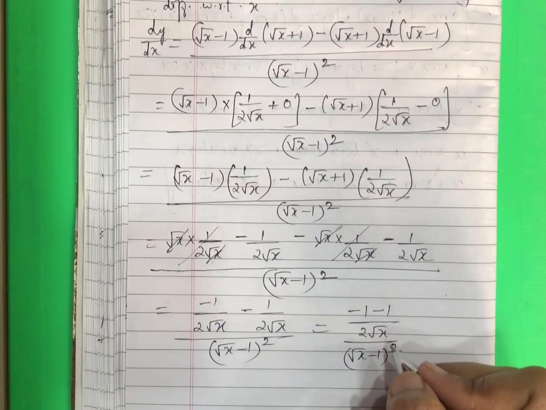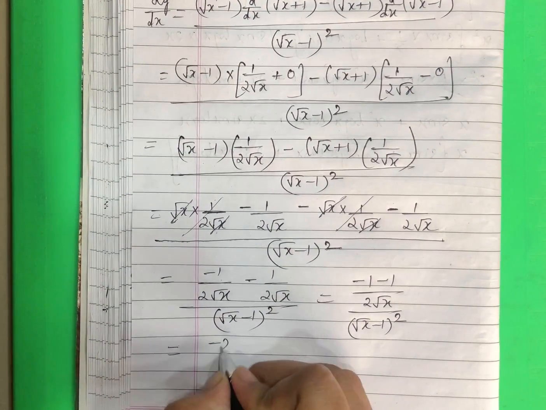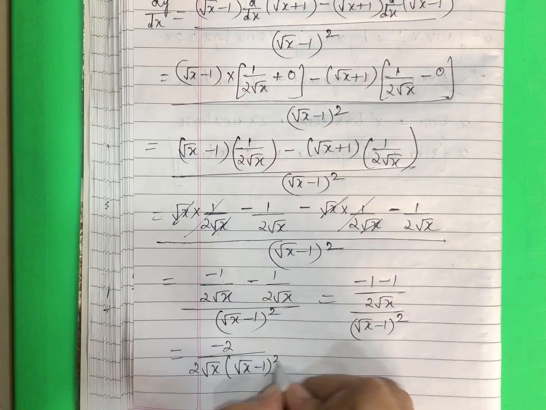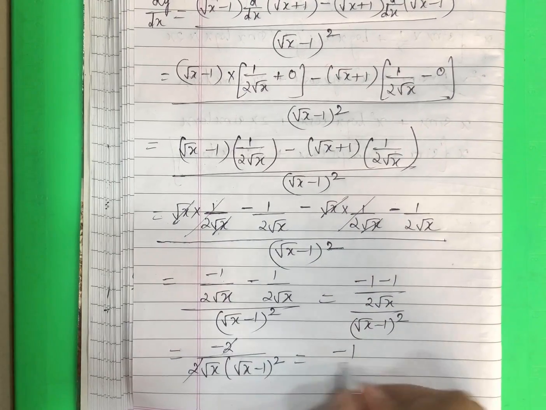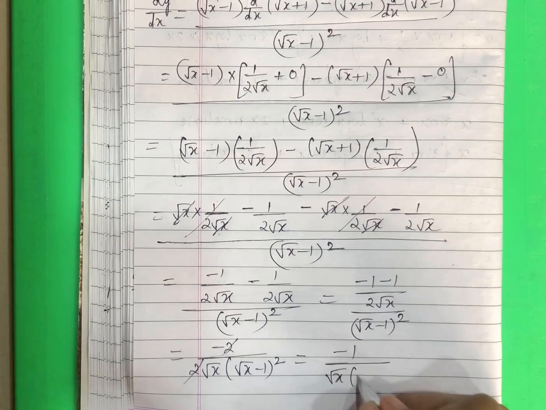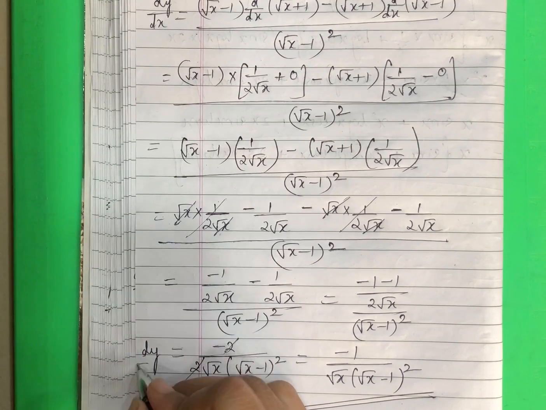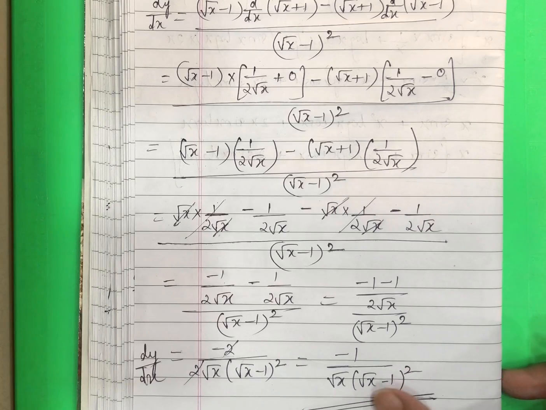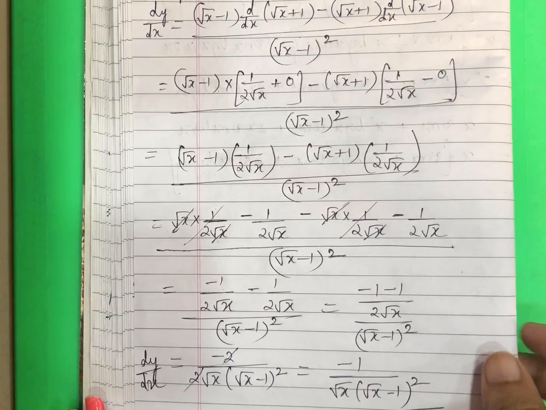Both of these can be multiplied as it is in the form of the second denominator. So this gives us minus 2 upon 2 root x bracket root x minus 1 whole square. So this 2 and 2 will get cancelled and we have minus 1 upon root x minus 1 whole square as the answer. That is the value of dy by dx. We have minus 1 upon root x bracket root x minus 1 whole square. This is by using the formula u upon v.